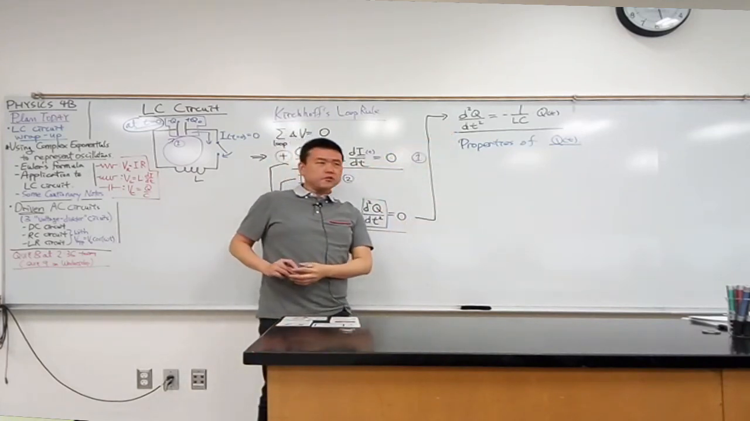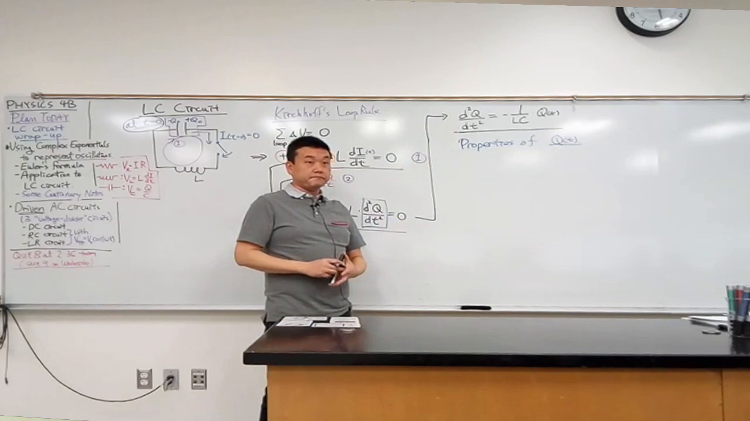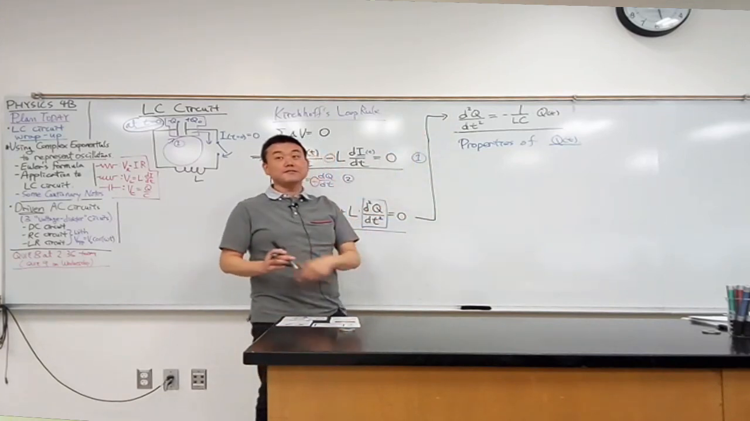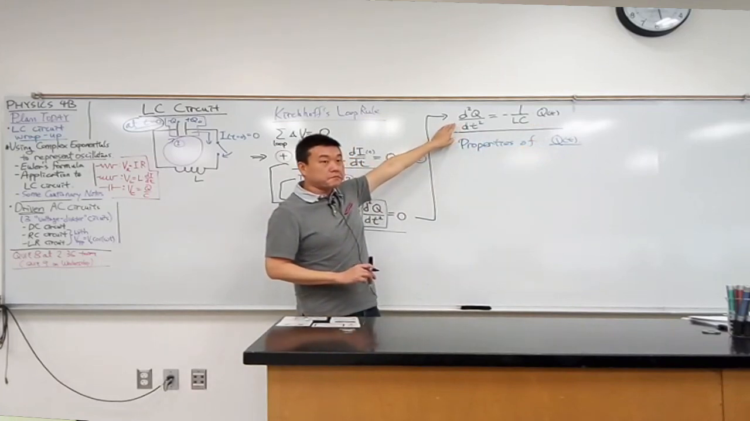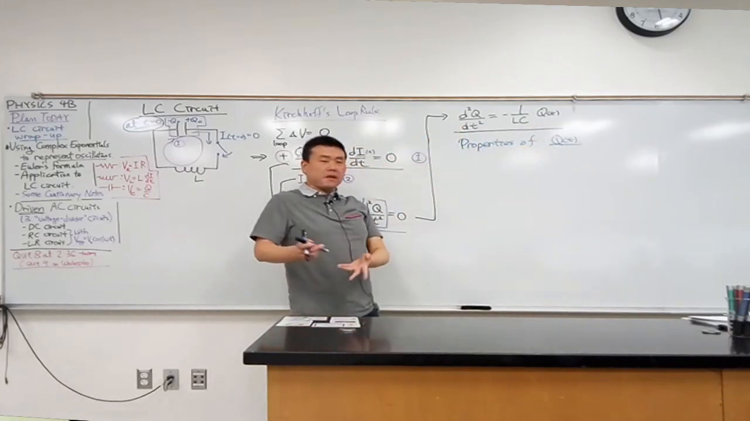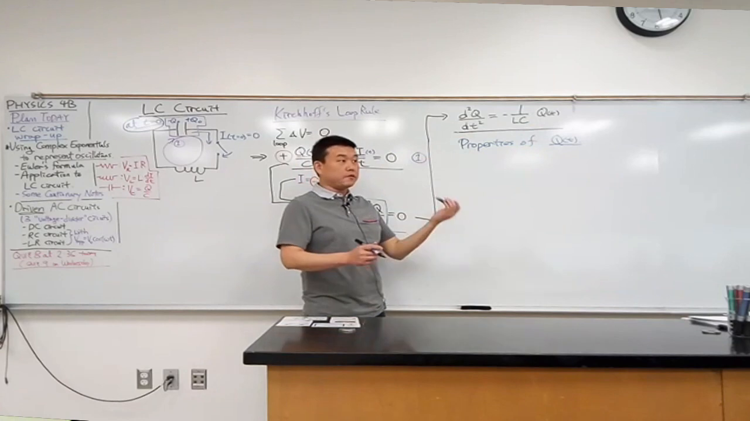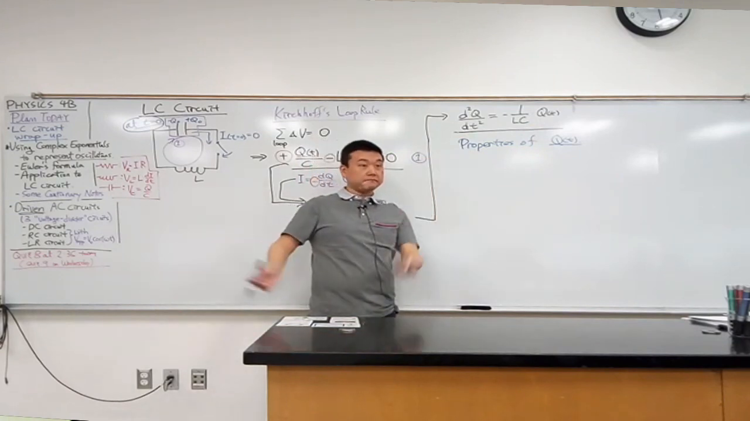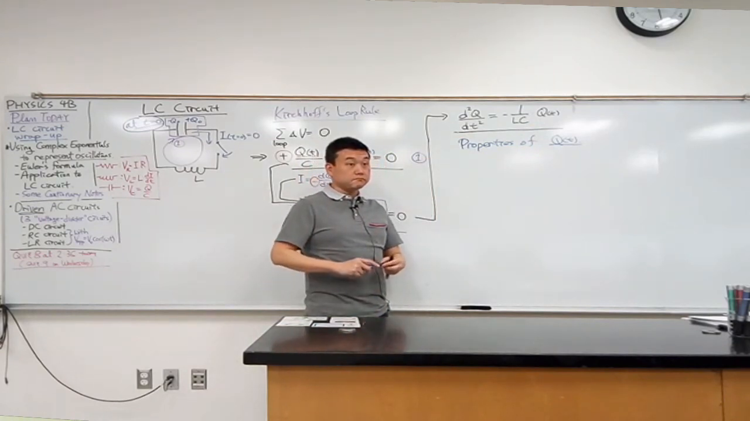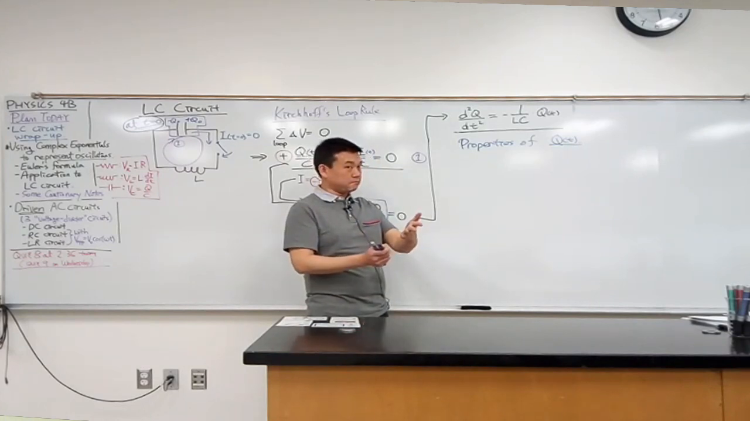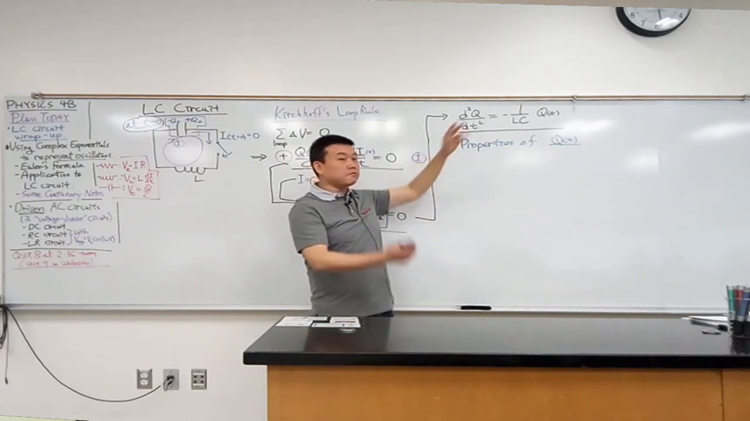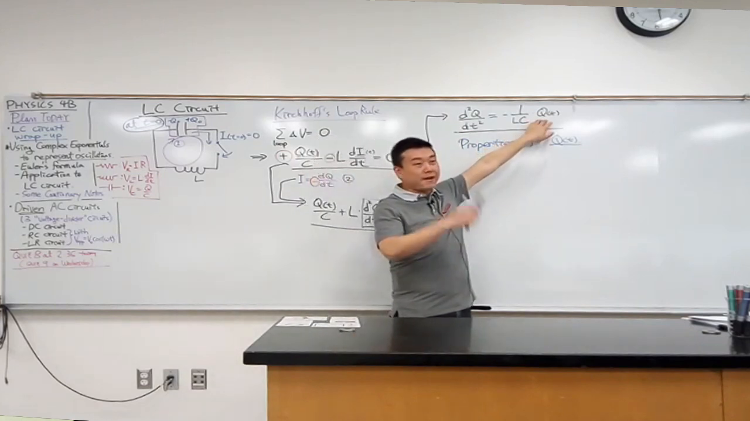Can it be a constant function? No, right? If it's a constant non-zero function, then the right-hand side is not 0, but your left-hand side becomes 0. So that doesn't work. Can it be a linear function, like q of t proportional to t? Why not? When you take the derivative of a linear function, for example ax plus b, you get a constant, and the second derivative is 0, and that's not equal to whatever function you started out with.